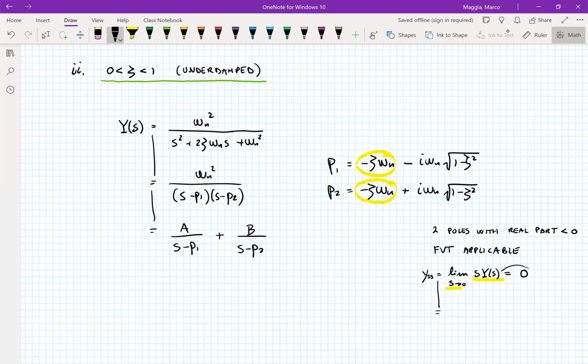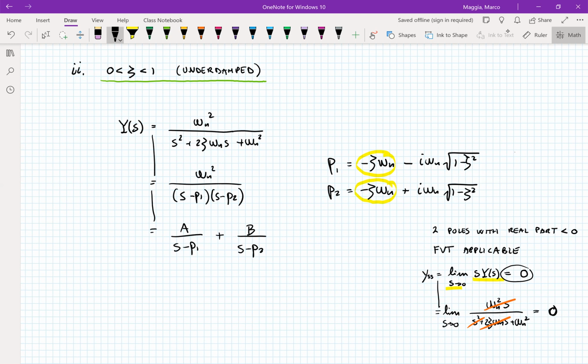And I've already given you here the answer, but you can do it pretty quickly. Let's do it together. So this is equal to omega n squared times s over our denominator. All right, so if s goes to 0, then this goes to 0, this goes to 0, and the numerator goes to 0. So we have 0 over something that is non-zero. Therefore, the final value is equal to 0, as predicted.